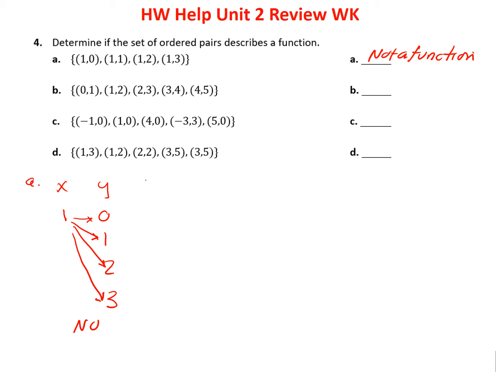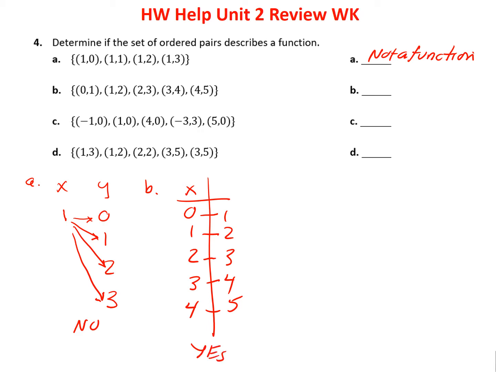When we go to B, our x values are 0, 1, 2, 3, and 4. Our y values are 1, 2, 3, 4, 5. And notice 0 goes to 1, 1 goes to 2, 2 goes to 3, 3 to 4, and 4 to 5. Every x has just one value of y. So this is a yes. So this one is a function.